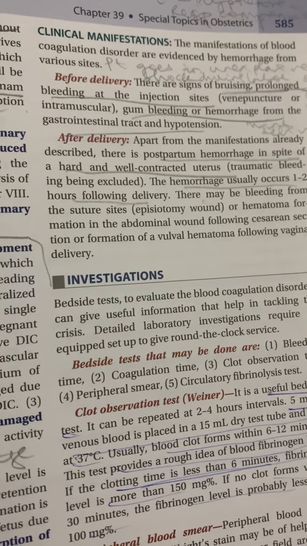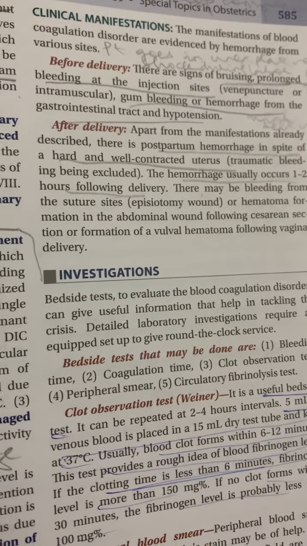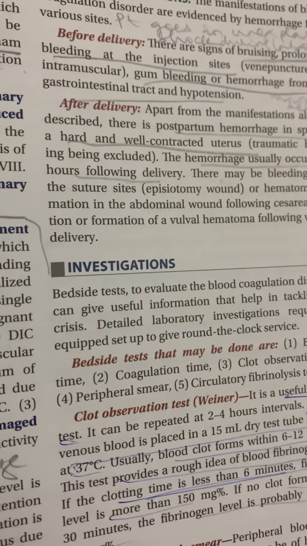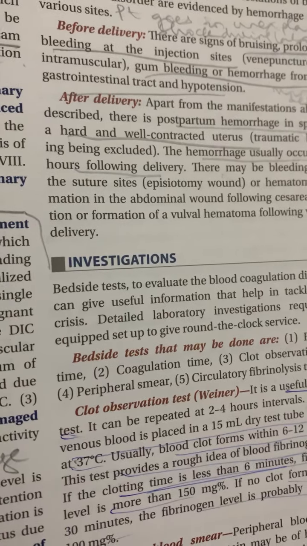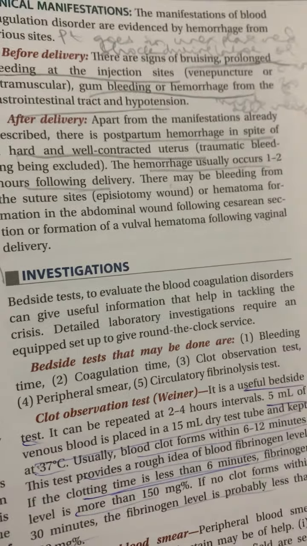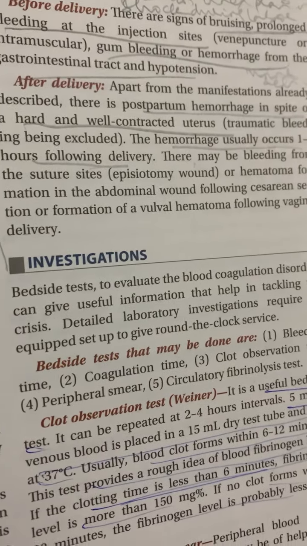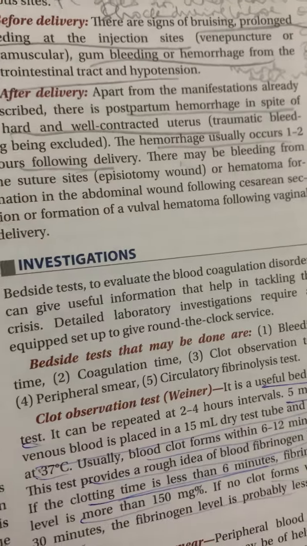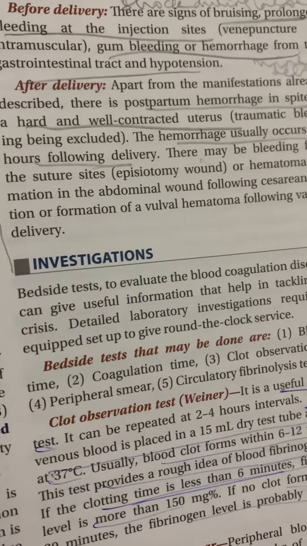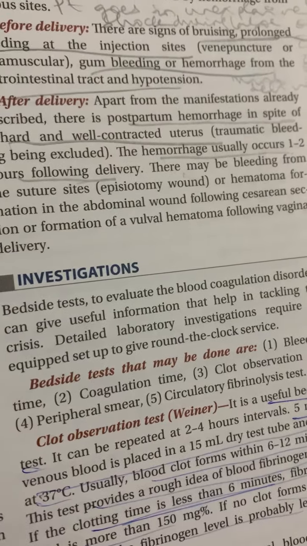So we have two sets of clinical features: one before delivery and one after delivery. Before delivery, there will be bruising and bleeding through venipuncture sites, through gastrointestinal sites, or hypotension. And after delivery, it is again the same thing. We say that there are two stages. First, cardiorespiratory collapse, and second stage is DIC, where there is bleeding from different orifices. There is also postpartum hemorrhage.